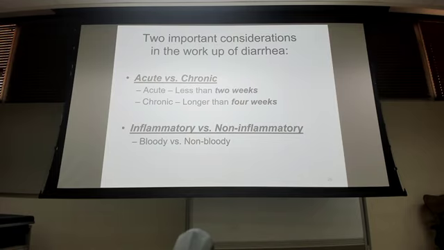Acute, less than 2 weeks. Chronic, longer than 4 weeks. Don't ask me about 2 to 4 weeks. There's no definition for 2 to 4 weeks. Chronic, I guess we could say is persistent. There's no accepted term for the 2 to 4 week time period there. So know those categorizations. And then once you know if it's acute or chronic, that's easy.